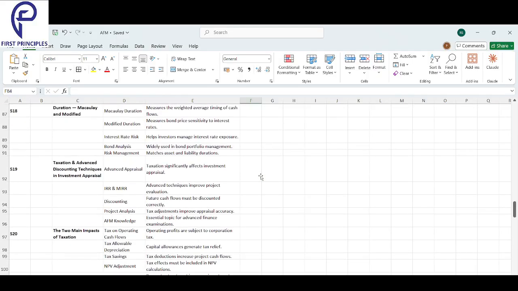Quickly move on to the Macaulay and modified duration. Okay, let's look into Macaulay and modified duration. The Macaulay duration is basically the weighted average time to receive all the cash flows. It's the weighted average of the time to receive all the cash flows.